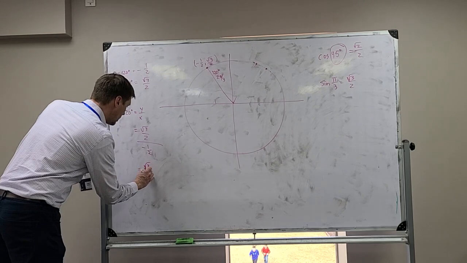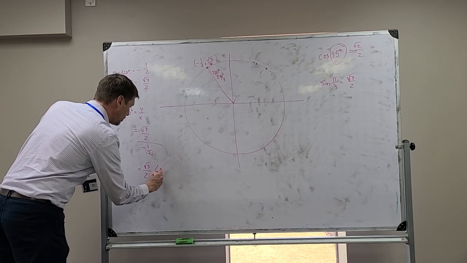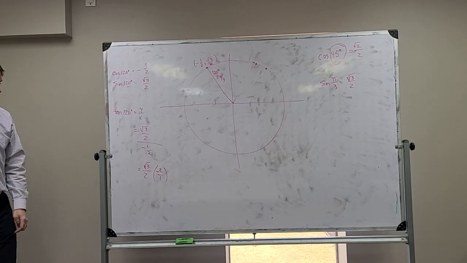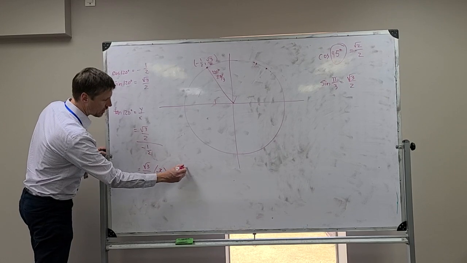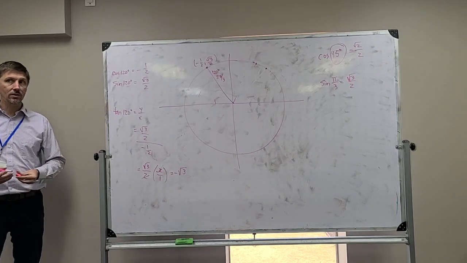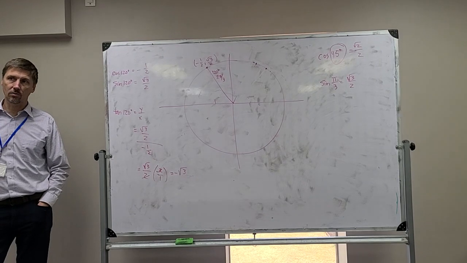So it's square root of 3 over 2 times the reciprocal of negative 1/2, which is negative 2 over 1, right? When I multiply, my 2's cancel out, and I'm left with just negative square root of 3. So that was the answer for the tangent of 120 degrees. Do you guys see how easy that is? If you knew what you were doing with the unit circle, you could have had this done in 2 minutes max. It's really simple and easy once you understand how the unit circle works.